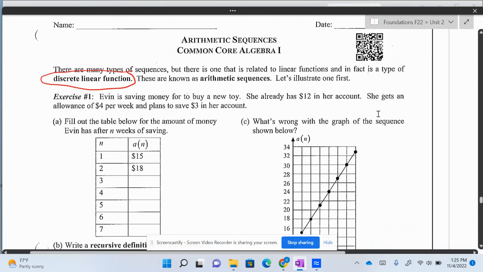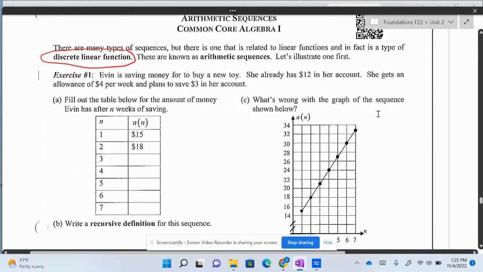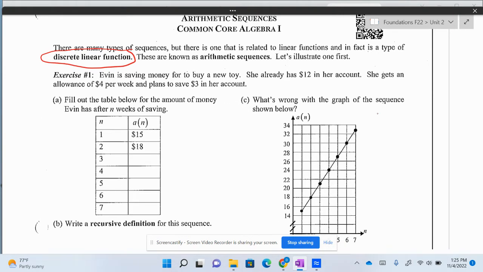So Erin is saving money to buy a new toy. She has $12 in her account. She gets an allowance of $4 and plans to save $3 in her account. So the first term, the first week, she has 15. The second week, she has 18. What am I adding each time? So can you guys fill out that table? Add 3 each time, add 3 each time.